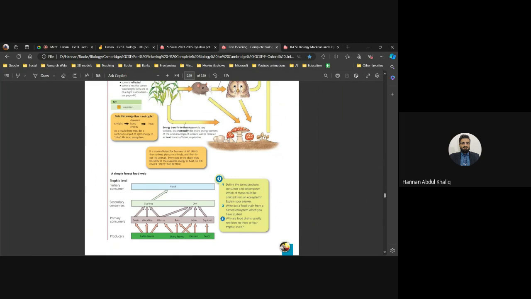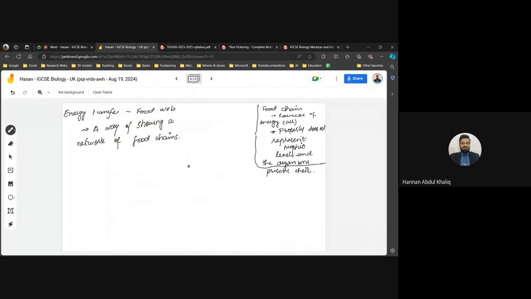Now, how can you identify that it's a food web? It would have a lot of food chains, and you can take many food chains out of it. Looking at this particular food web, you can take out one food chain, second food chain, third food chain, then this is the fourth, this is the fifth. Many food chains can be taken out from a food web. So it is a network of food chains.